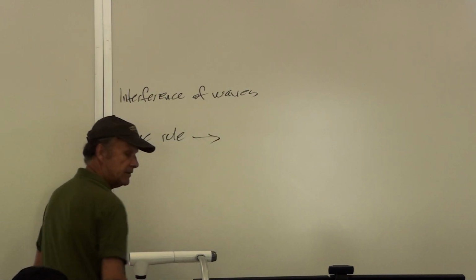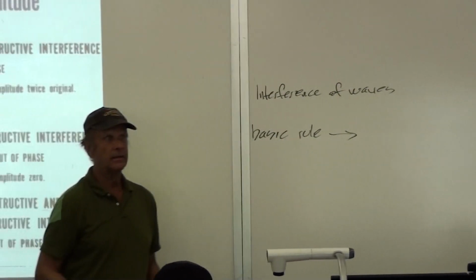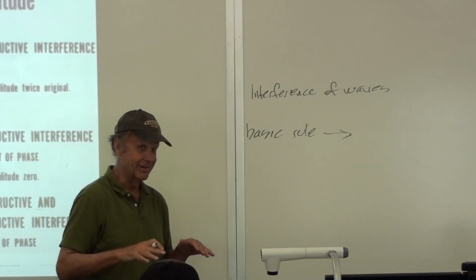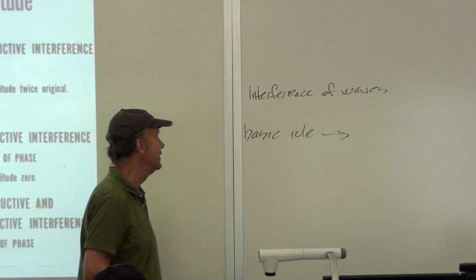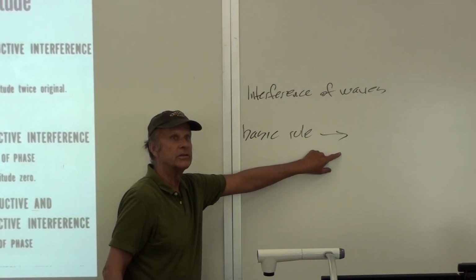Our basic rule then is that the amplitudes of the waves always add, or subtract if they're negative, that you're adding a negative if they're negative amplitudes. But the amplitudes add in the region of overlap.